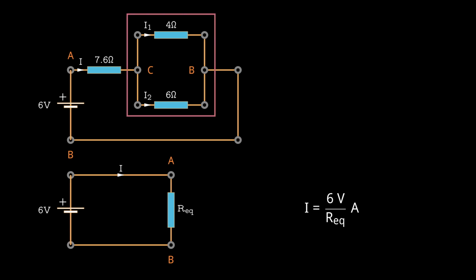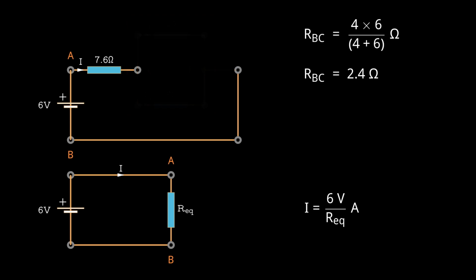Let's start with the two resistors in parallel. To find the equivalent resistance of two parallel resistors, we multiply their values and then divide by the sum. This method works only when we have exactly two resistors in parallel. Using this approach, we get the resistance between nodes B and C as 2.4 ohms.